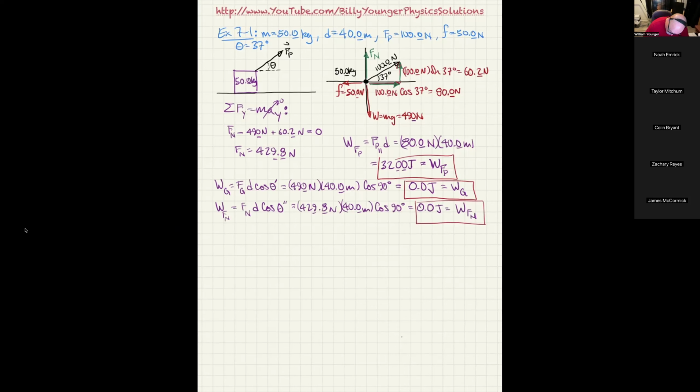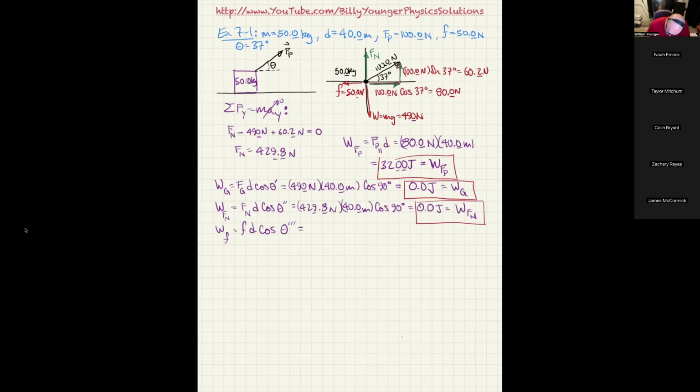The work due to friction is the friction force times d times cosine of the angle between them. I'll call that theta triple prime. Now notice the vector for the friction force points to the left, and the vector for the displacement points to the right. So what is the angle between the displacement vector and the friction force? Anyone? 180. Exactly. Good job.